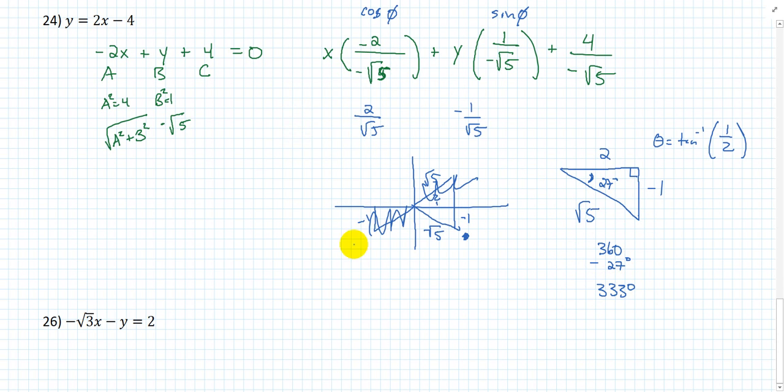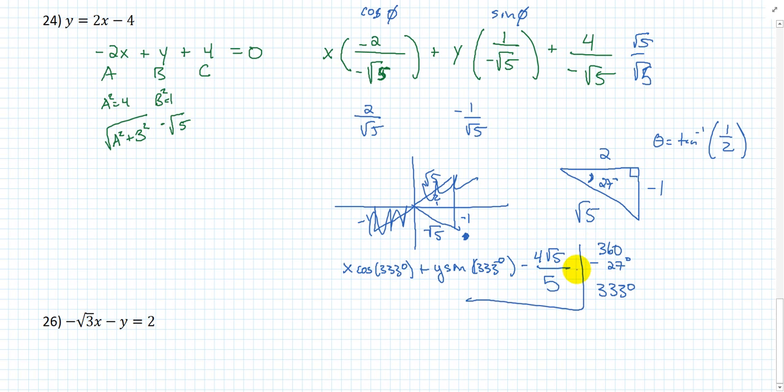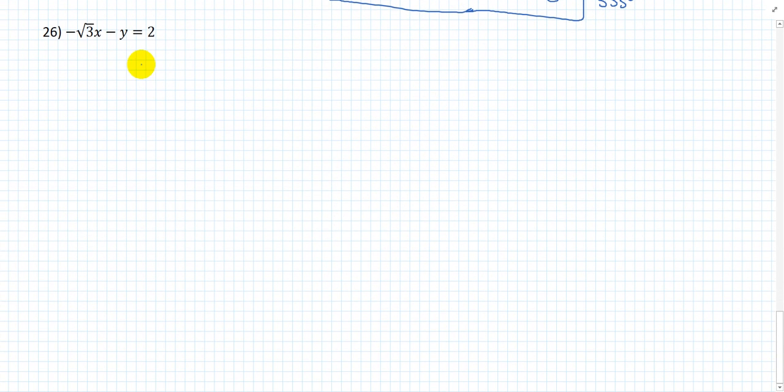So I could come back here and I could say, well, this is going to be x cosine 333 degrees plus y sine 333 degrees, and then minus 4 over root 5. If I rationalize the denominator, I get minus 4 root 5 over 5. Equals 0 would be my answer for putting it in standard form. One more to do, and then we're done.